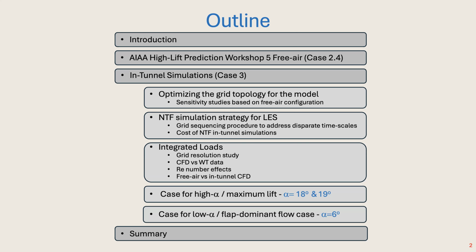And then I will have some short analysis for the high alpha case where maximum lift occurs, 18 and 19 degrees. And then the low alpha, the flap-dominant flow case, that's the alpha 6 case. And then I will give some summary in terms of where we are for Cartesian octree grid and wall-model LES for scale-resolving simulations.